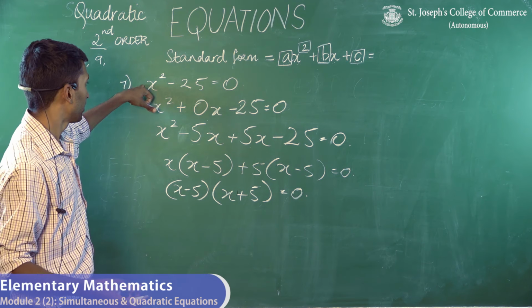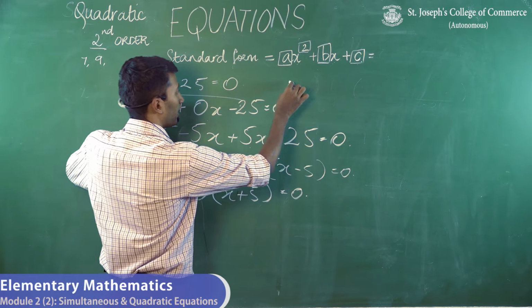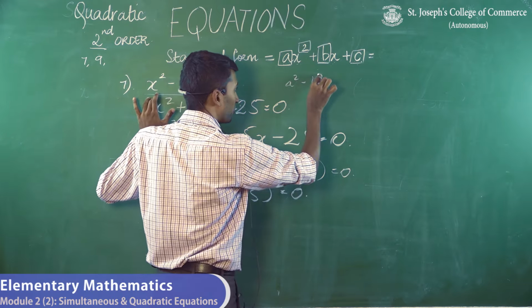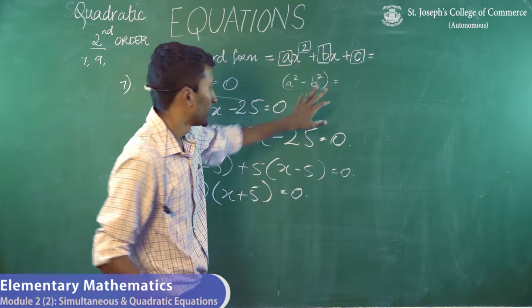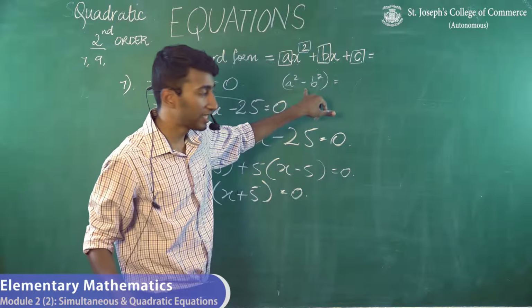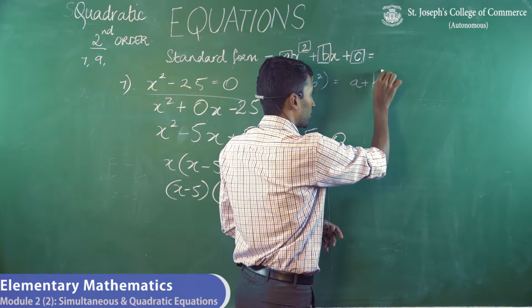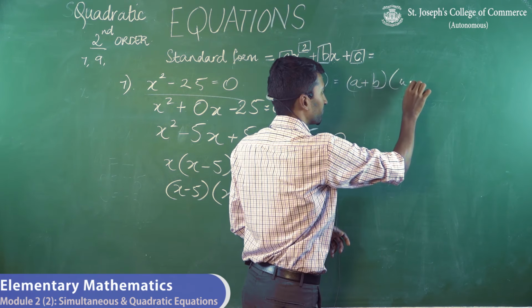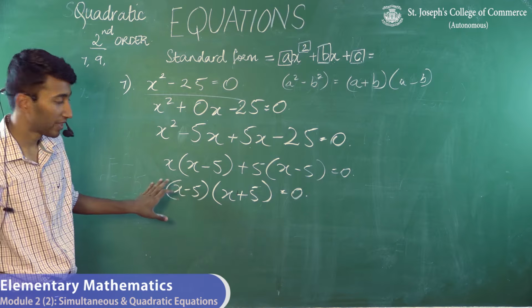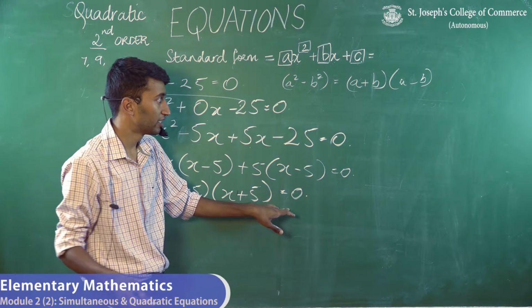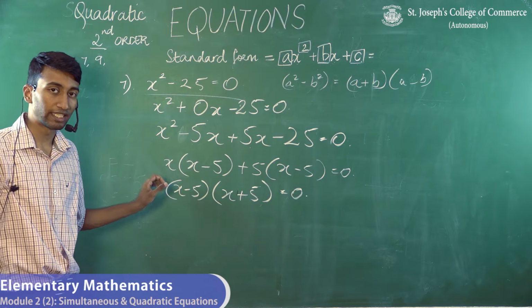If you see this equation, it's actually in the form a square minus b square, where b square is actually 5 square. So a square minus b square is equal to a plus b into a minus b. Isn't this and this the same? a minus b into a plus b is equal. So basically it's the same thing, just that we're doing it in the quadratic form way.